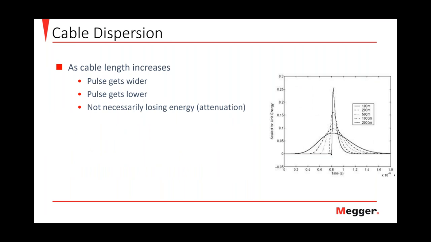Another aspect of this that's similar to the attenuation is cable dispersion. So as a cable length increases, the pulse, which will start as this very sharp signal on a very long cable run, will tend to flatten out and get wider. It's not necessarily losing energy. The amount of energy that's there is still going to be the same, minus whatever gets reflected. But it does tend to stretch out and get lower. It's similar to attenuation. And the reason for this is just because cables tend to filter out the high frequency component of this and draw it out.